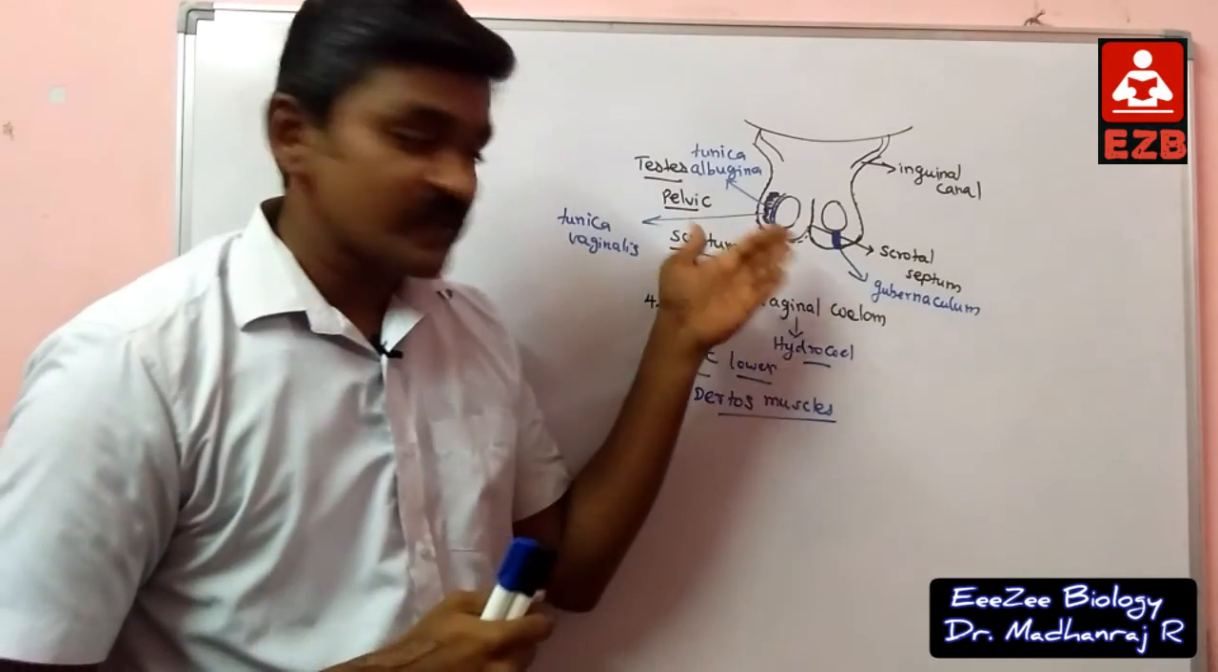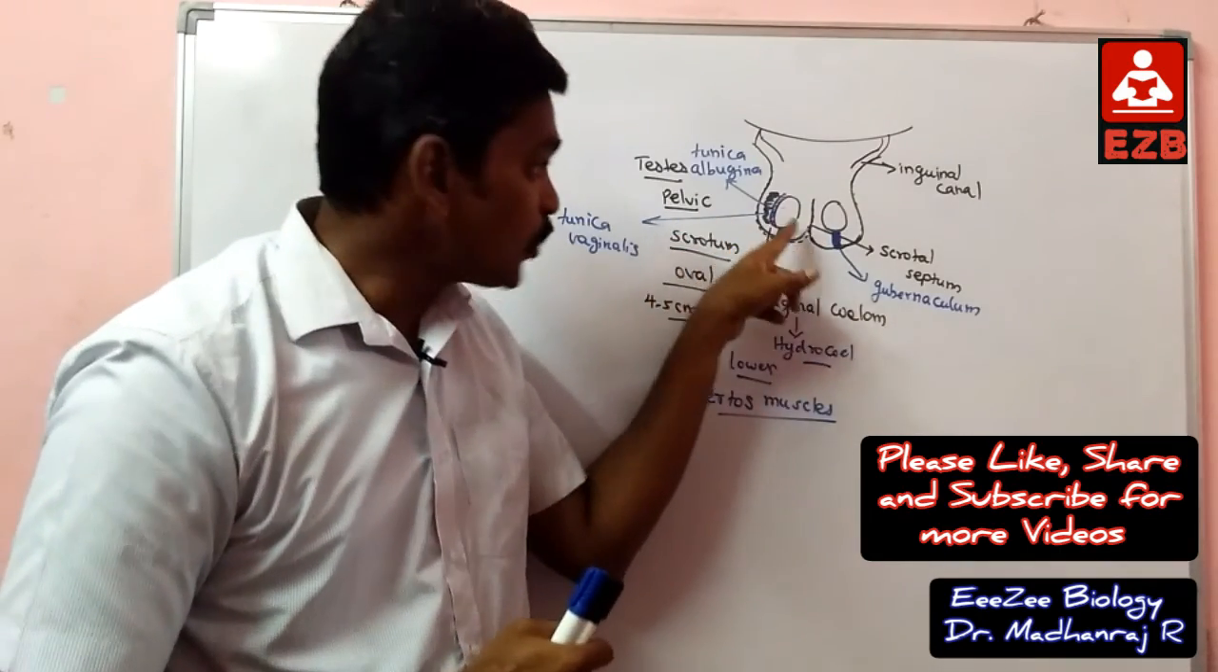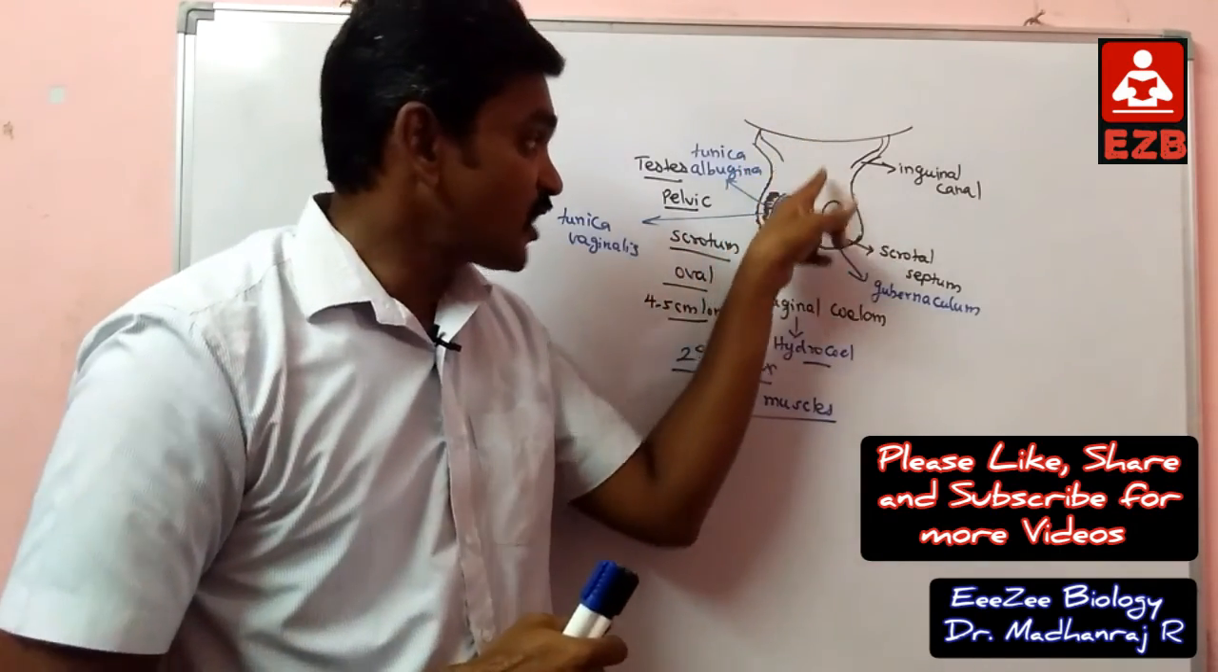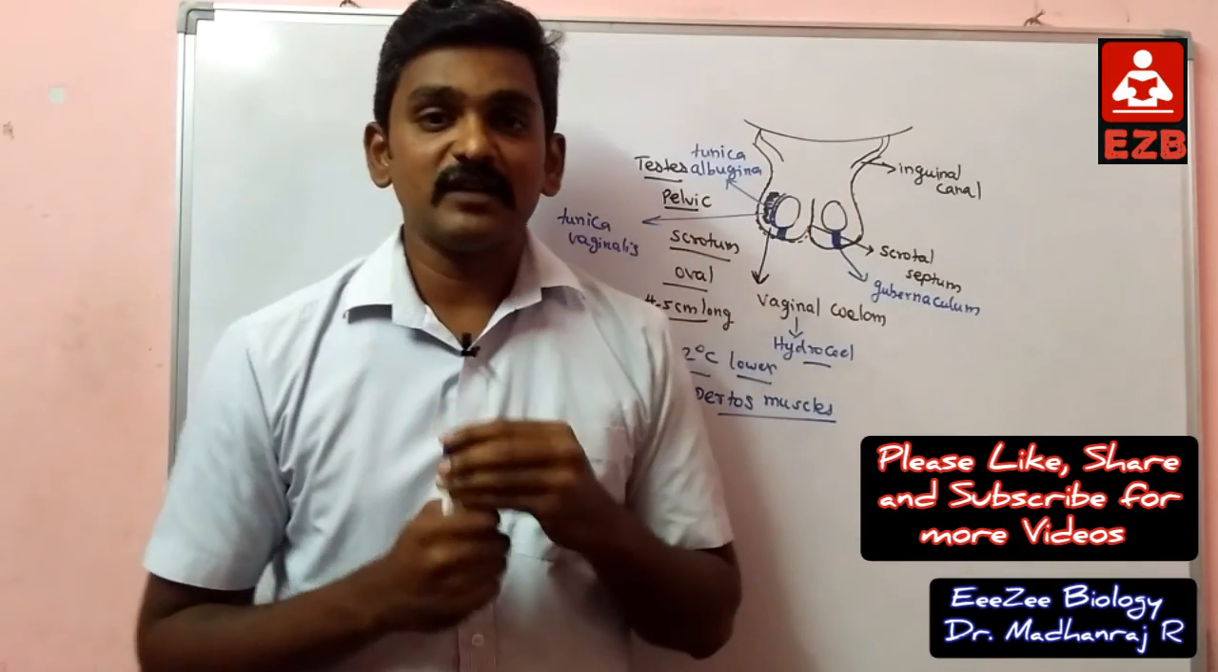In the next session, we will discuss how the sperms are produced in the testes, how they are transported from here, and how they come out through the penis. We will discuss that in the next session.